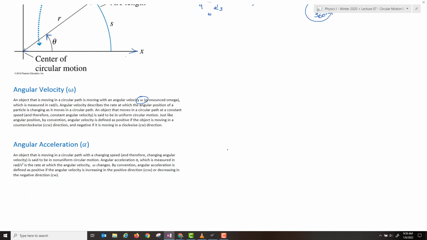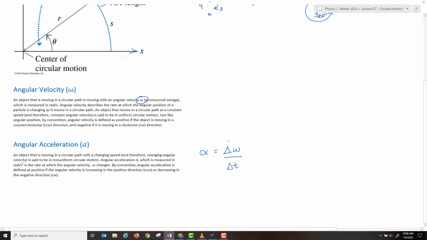Then we get into angular acceleration. An object that's moving in a circular path with a changing speed and therefore a changing angular velocity, a changing omega, is said to be in non-uniform circular motion. And the angular acceleration, which is measured in radians per second squared, is the rate at which the angular velocity omega changes. To put that in another way, the angular acceleration is the change in angular velocity over time.